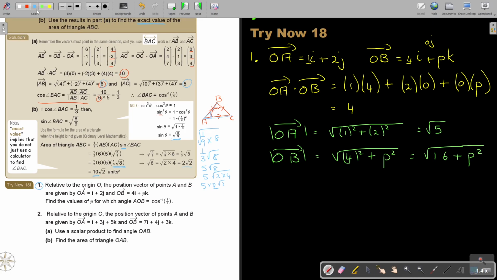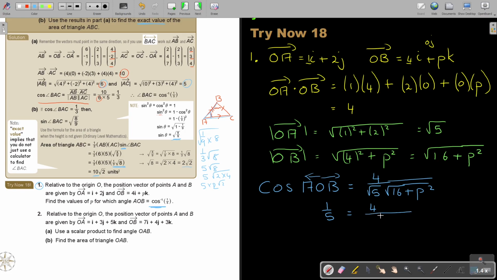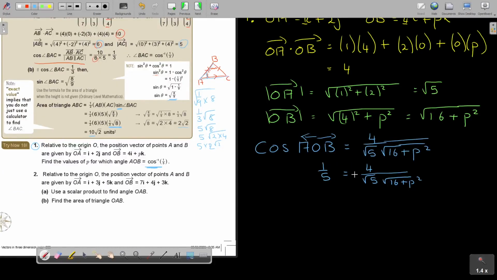Now I can say cos of the angle, and we'll find AOB. And remember, I have the vectors OB and OA. I did it like that. Okay, so what is the scalar product? 4. What is this one? Square root 5. What is this one? It's a bit longer. Square root of 16 plus p squared. So what can I fill in the place of this one? That's what they gave me. I can fill in 1/5. And then I can fill in 4 over square root 5 times square root 16 plus p squared. Okay, so let's cross multiply. So I'm going to get 20 equals square root 5 times square root 16 plus p squared.